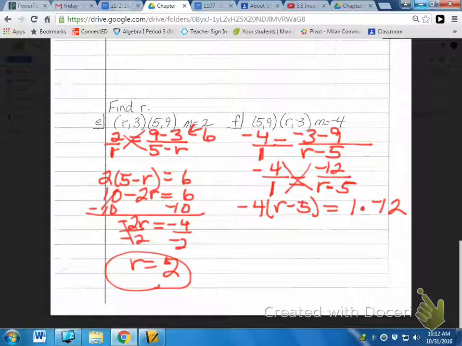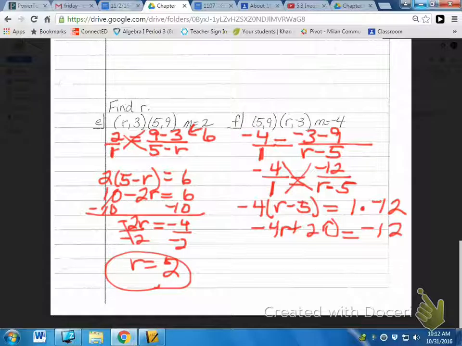So I'm going to distribute negative 4. Negative 4r plus 20. All right, so negative 4r plus 20 equals negative 12. Is everybody clear where I've gotten all that from so far at this point? Is there anybody unsure?